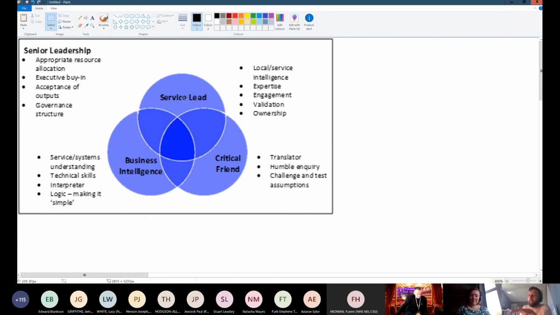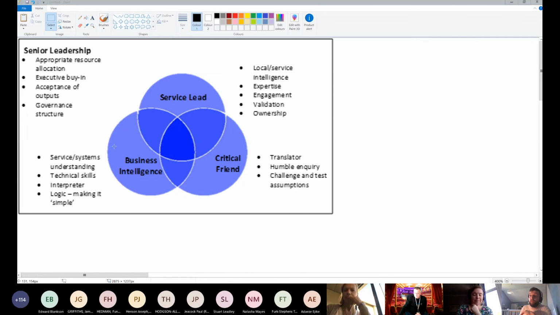But the other side of it is that they work as part of this team with service leads who should know the patient pathway maps really well, or at least will know who to talk to to figure it out. And then you have these critical friends who come in and are the translator, do the humble inquiry kind of stuff, and check, challenge, and make sure that these two are working in synergy. And then finally, one of the really big things that tends to get missed is senior leadership, so that executive buy-in and things like that, that are really important to making sure that the project works well.